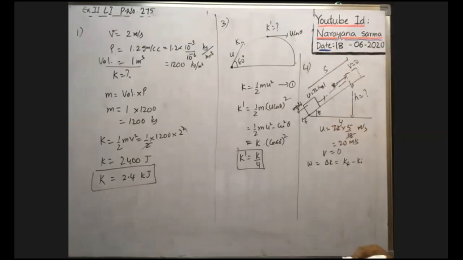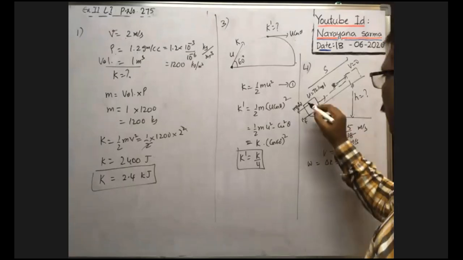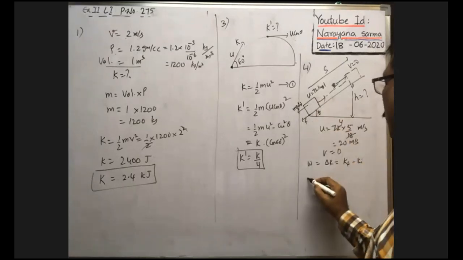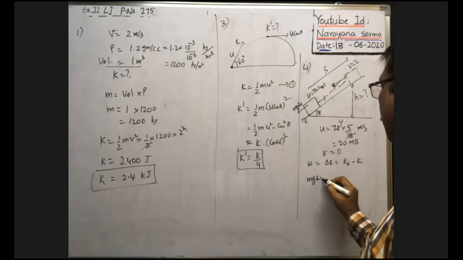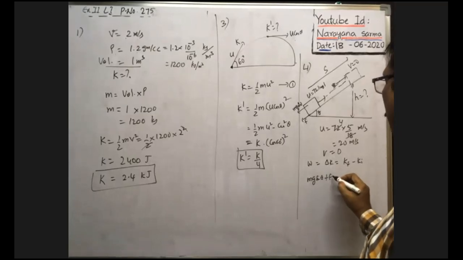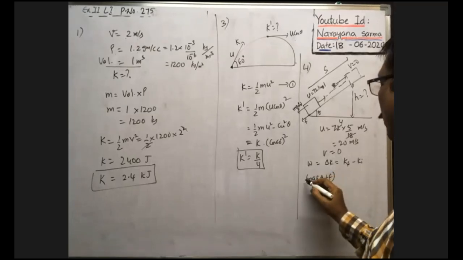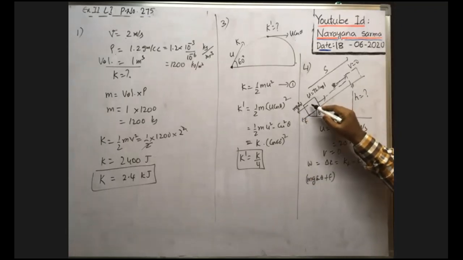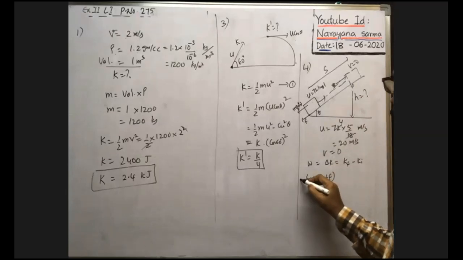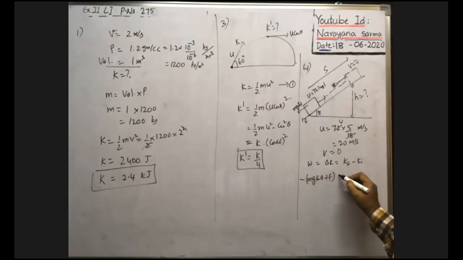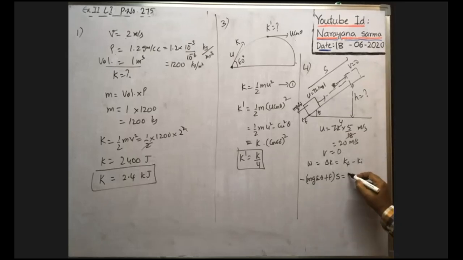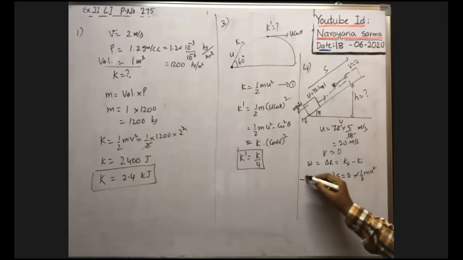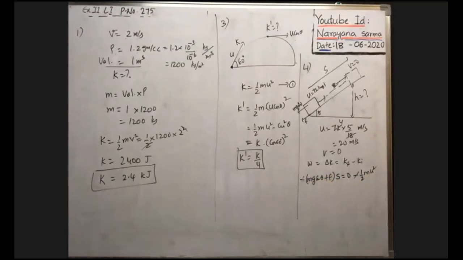Then work done is equal to how much? Here the net force acting on the body downwards is mg sin theta plus f_k. It is the negative force. The net force is in the downward direction, whereas the displacement is in the upward direction. That's why negative work is done: minus net force in the downward direction times displacement s before coming to rest. That is equal to final kinetic energy 0 minus initial kinetic energy half m u square. Minus minus cancel.